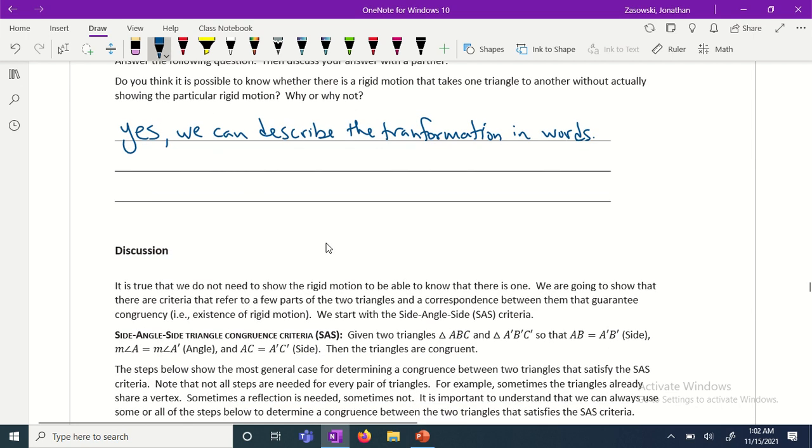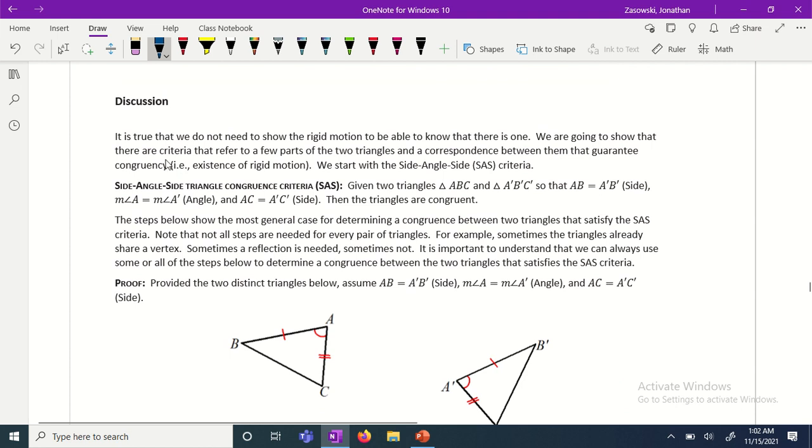All right. So the discussion. So it's true. We don't need to actually show the rigid motion. We just need to be able to know there is one and apply it and describe it. So we're going to talk about the side angle side, specifically that congruency theorem today.